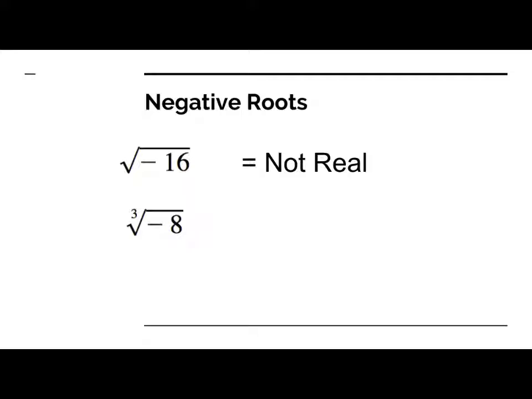The cubed root of negative 8, this does have an answer. So just because there's a negative inside of that radical sign, these root symbols here are called radicals, just because there's a negative inside does not mean that there's no real solution. Negative 2 times negative 2 times negative 2 is negative 8. So the cubed root of negative 8 is negative 2. We do get a solution. It's a real solution.